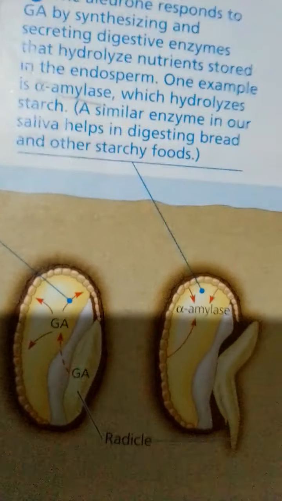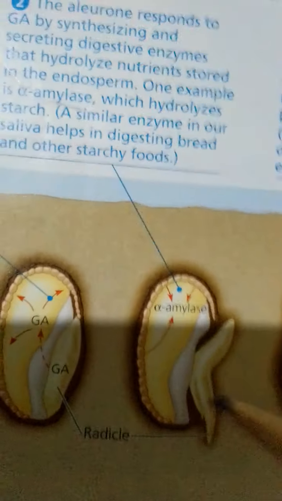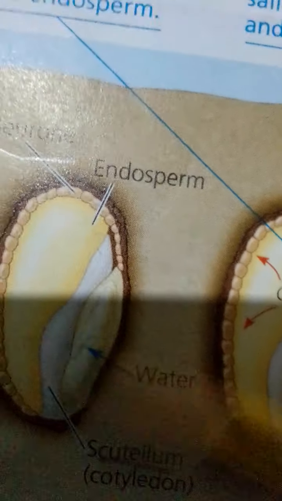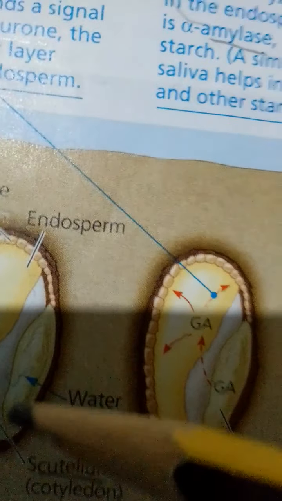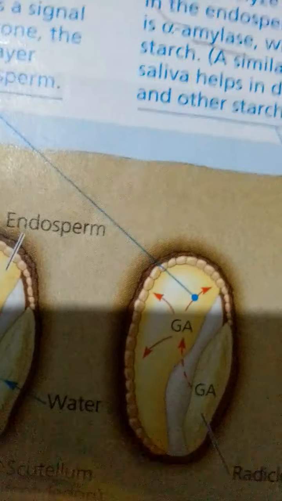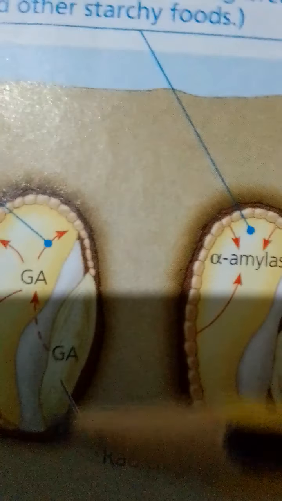Gibberellins mobilize nutrients during the germination of a grain. Seeds. Notice the steps. Notice the aleurone, endosperm and water, contents of grain seeds, and scutellum, cotyledon. Notice step 1.